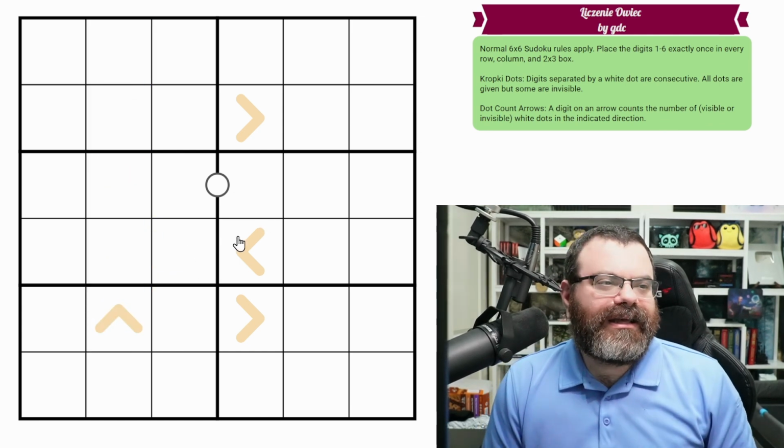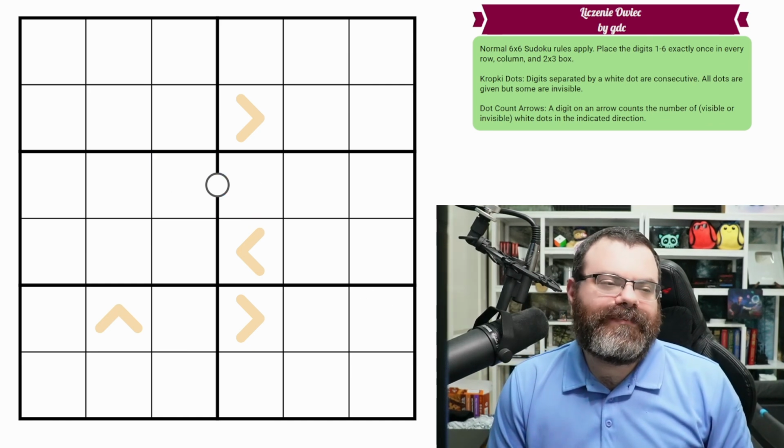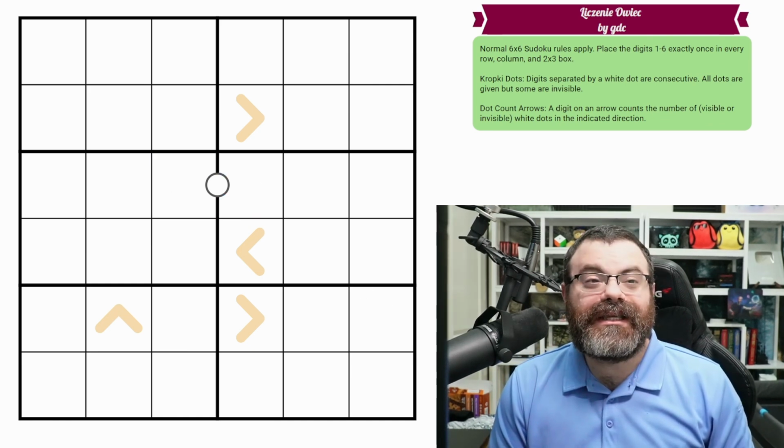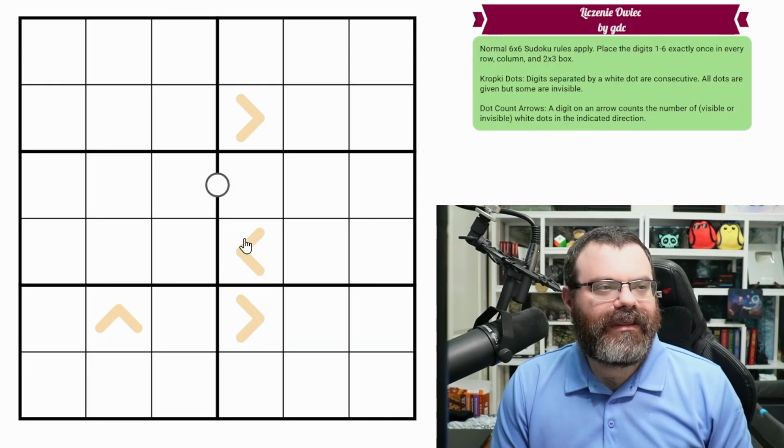And then the white dot, we know, separates consecutive digits. All right. And that's it. Those are the rules. There's a link in the description if you'd like to try the puzzle yourself. And I'm going to get started right now.